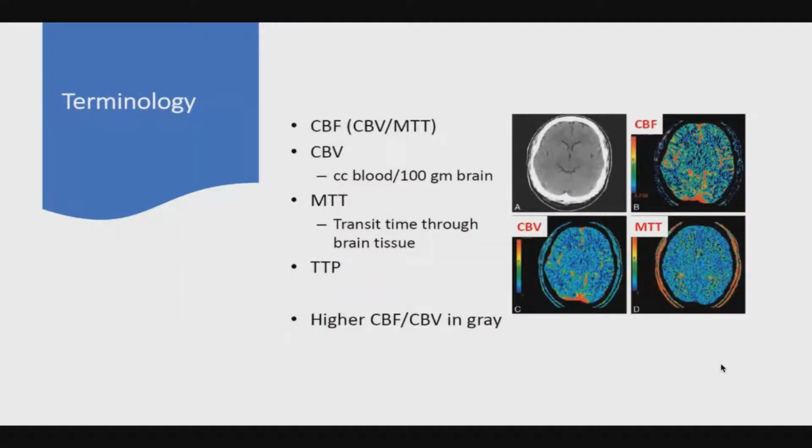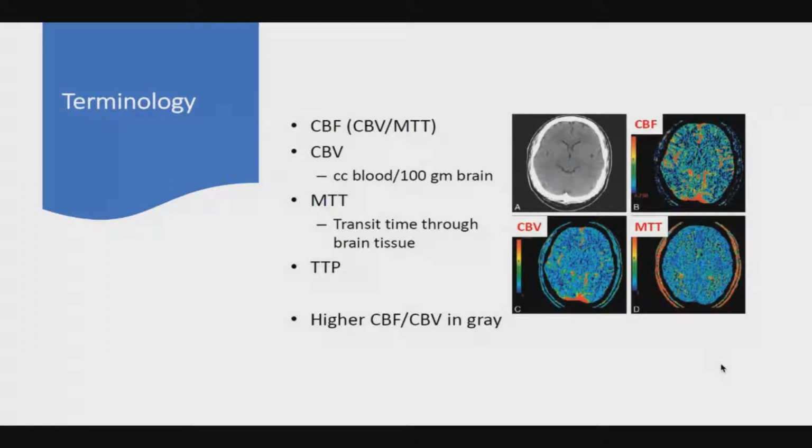Okay, so we send the data to the computer, and we'll generate these colorful images. One of the images will calculate the cerebral blood flow, and the second one will calculate the cerebral blood volume, and the third and fourth will be time images, and those will measure mean transit time or time to peak.